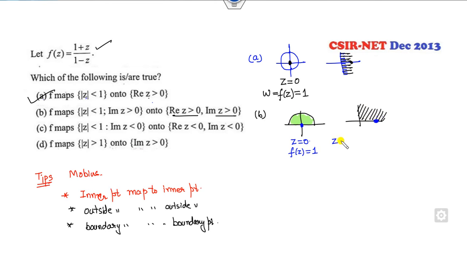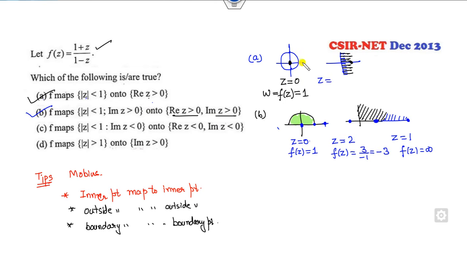If you take an outside point, say here, if I take Z is 2, what is my f of Z? It's 3 over minus 1, so minus 3. Where is the minus 3? Minus 3 lies here. This is the outside point. It maps on the outside point. If I take a boundary point, if I take Z is 1, then what is f of Z? Infinity. And you can see infinity lies on the boundary. So it means it satisfies all these properties.